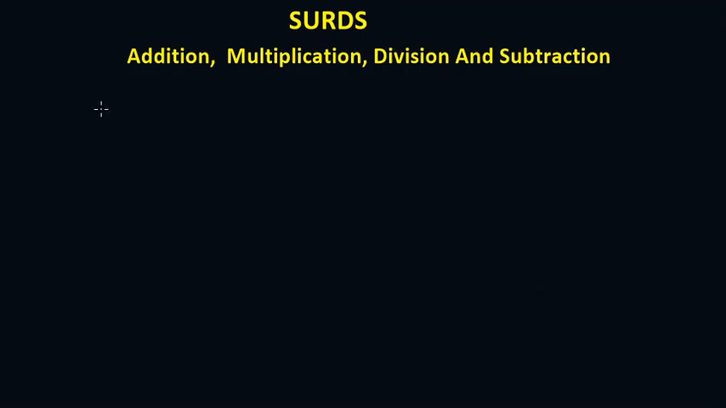Okay, so in this video, we want to look at addition, multiplication, division, and subtraction of surds. Already we've looked at some properties which cover some of the rules when we want to add, multiply, divide, or subtract. So basically, we start with addition. How do we add surds?